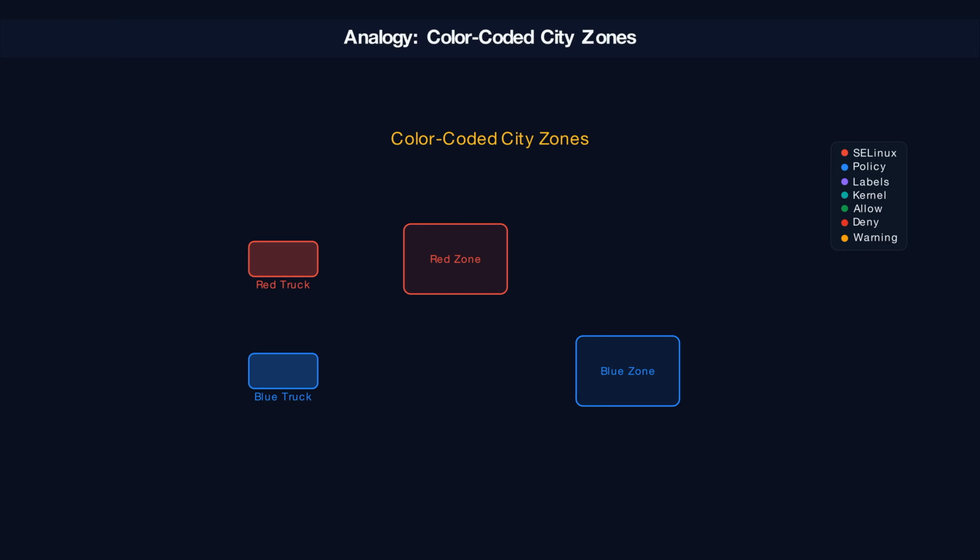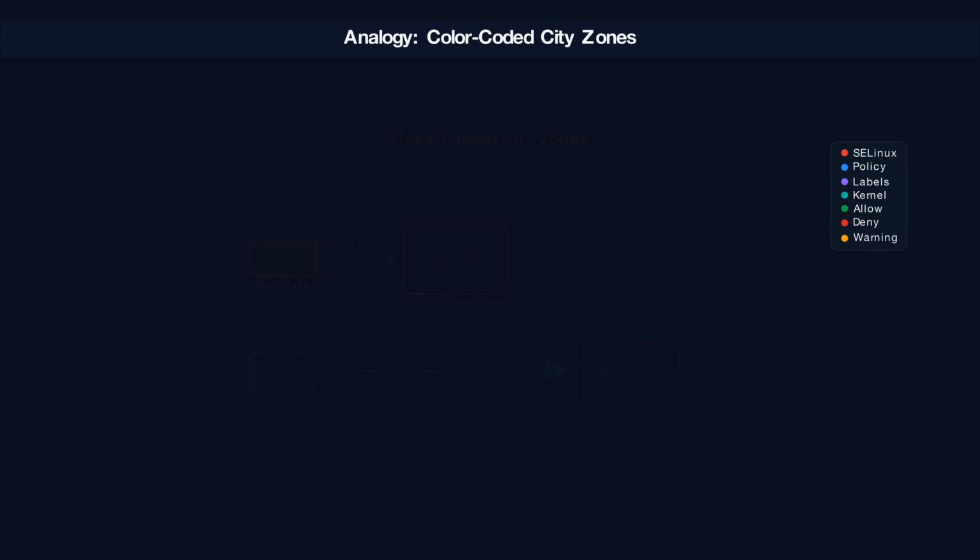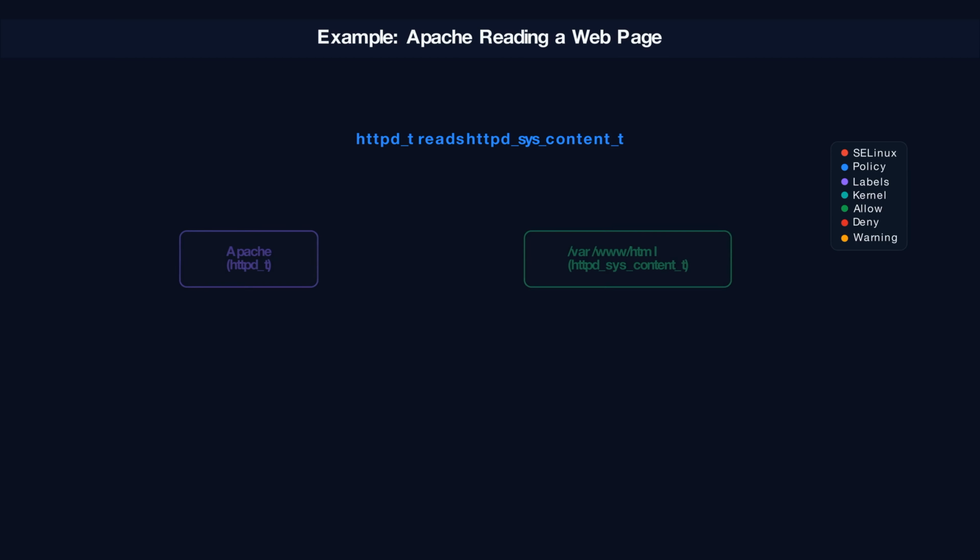Think of it like a city with color-coded zones. Red trucks can only deliver to red zones. Blue trucks only to blue zones. The labels on the trucks and zones determine who can go where, not the driver's personal identity.